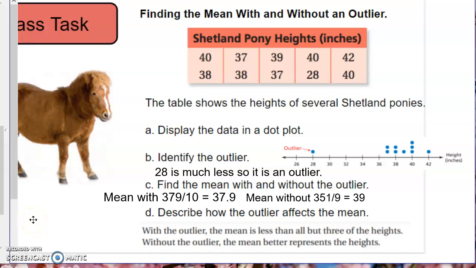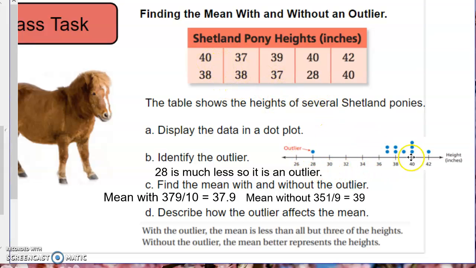All right, this is a class task which was involving finding the mean with and without an outlier. So we have the height in inches of some Shetland ponies, and the table shows the heights of several Shetland ponies. So first thing I want to do is display the data in a dot plot. And it's been a little while since we've used a dot plot, but basically you make a line and then you put dots above the line for each of these values.